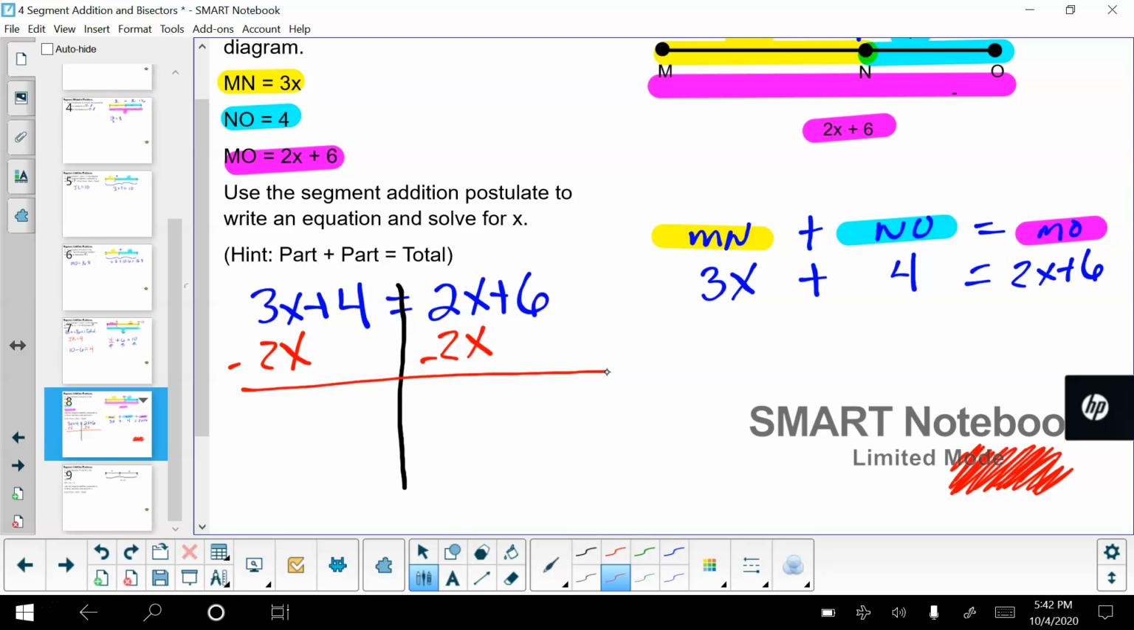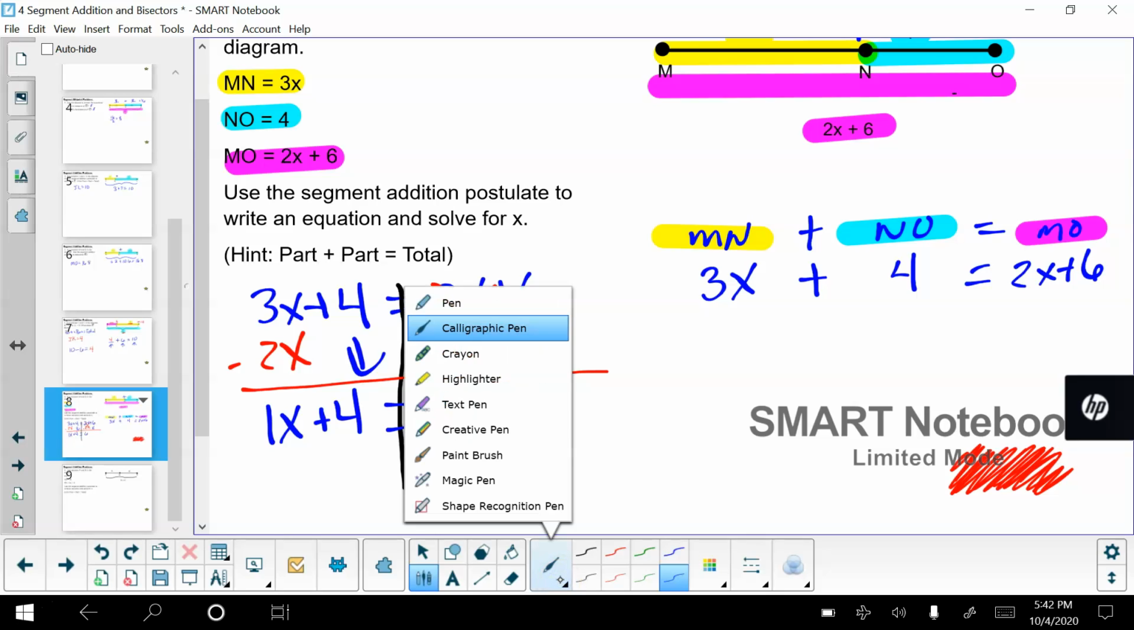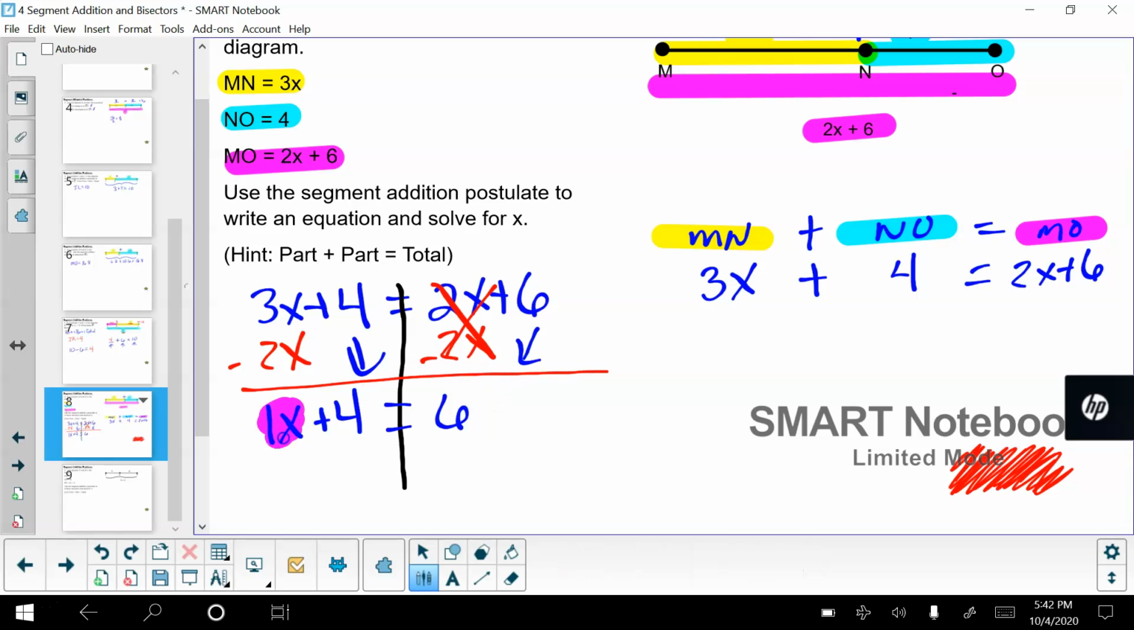And 2x minus 2x cancels, so it goes away. And then I'm just going to do 3x minus 2x, which is 1x. And then I didn't do anything with the 4, so bring it down. And I didn't do anything with the 6, so bring it down. But I still need to get this x by itself. Now I know it has a 1 with it, but technically speaking, you don't have to write that 1. You could just write it like this. So really it's the 4 that needs to move away.